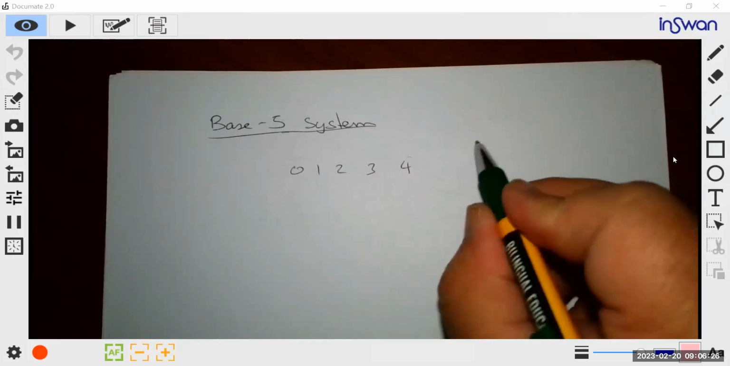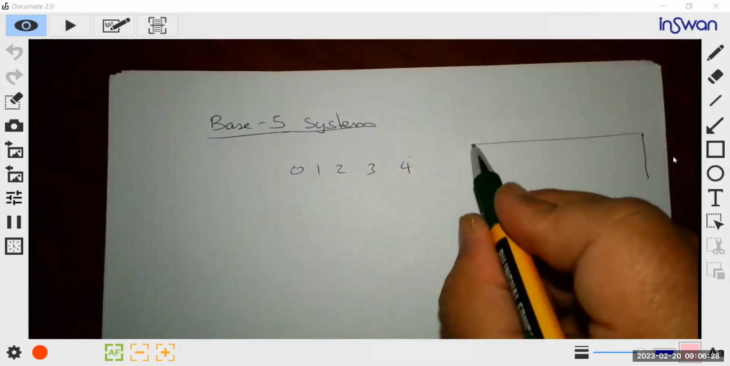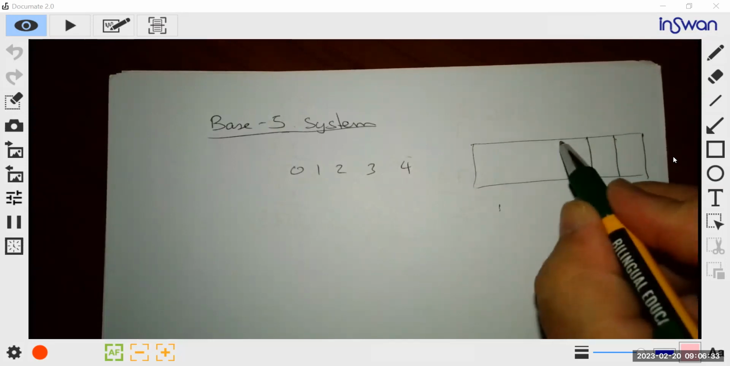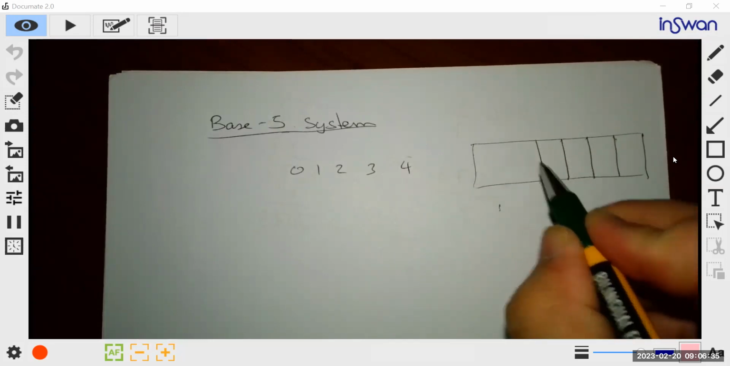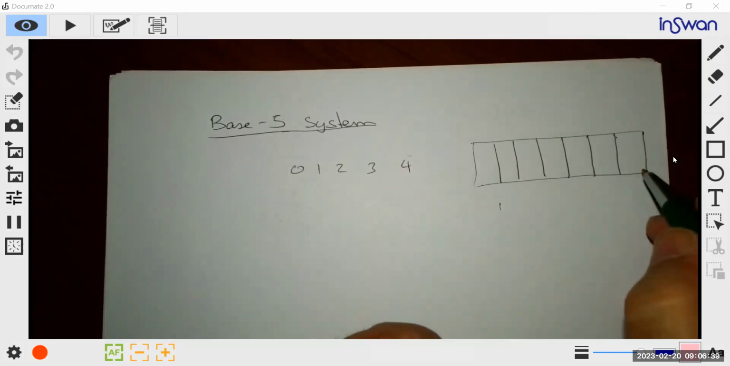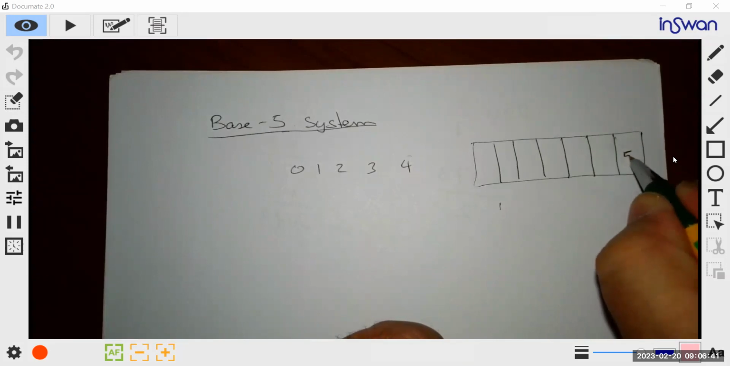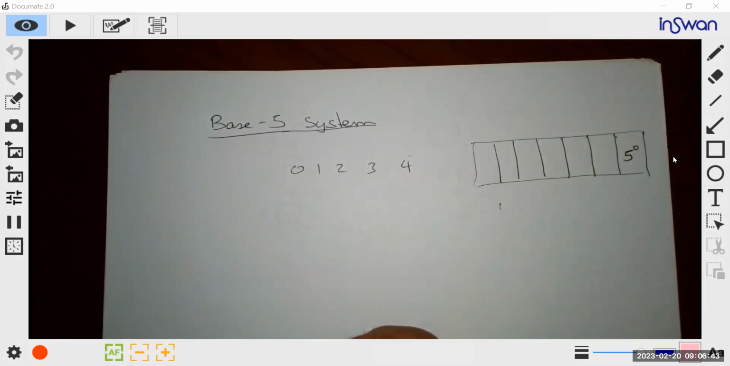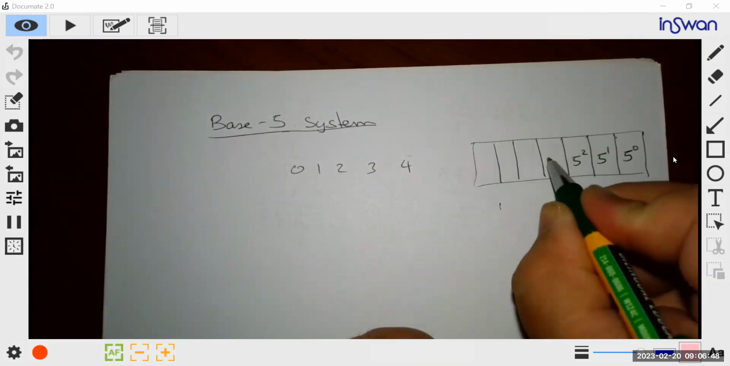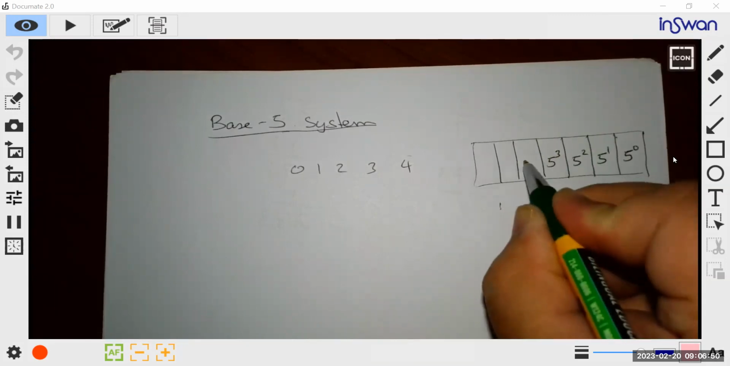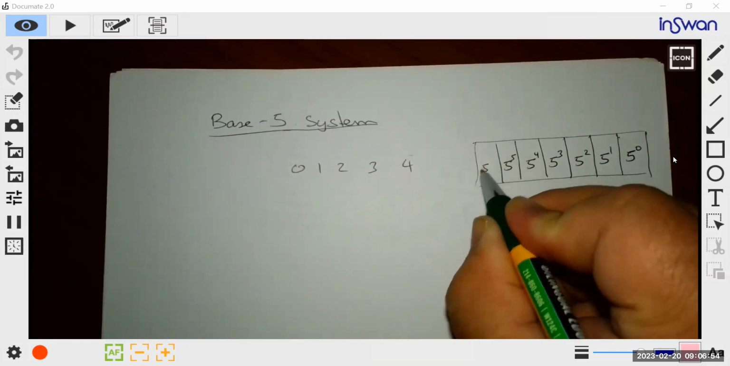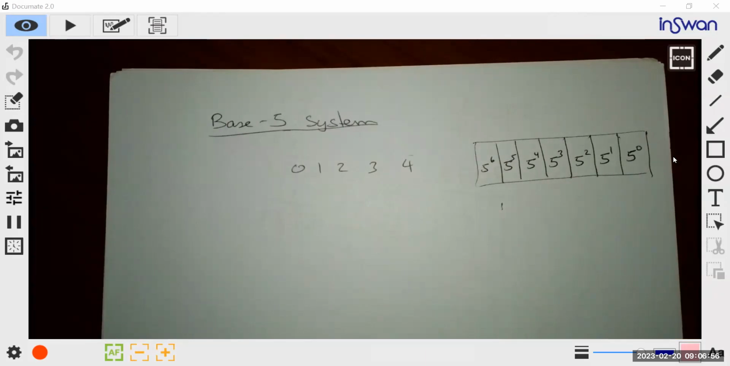So each digit in a base 5 system, the first digit is based on 5 to the 0 power. 5 to the first, 5 to the second, 5 to the third, 5 to the fourth. Because it's all base 5.